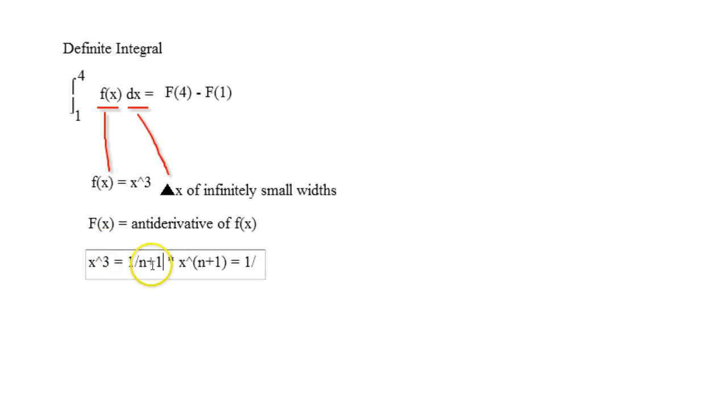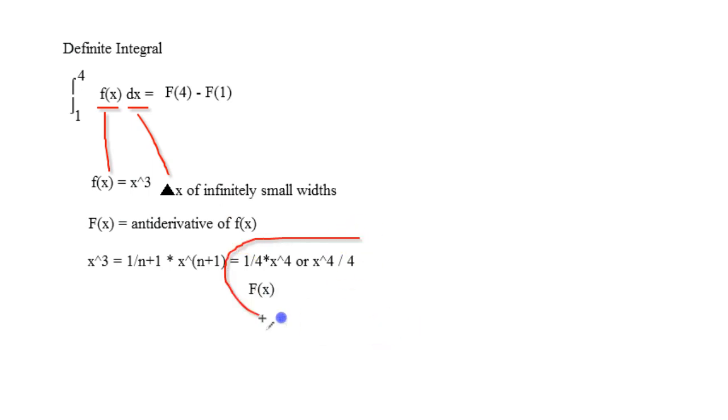N plus 1. So it's going to be 1 over 4 times x to the 4th, or you could just say x to the 4th over 4. You know, it's totally up to you how you want to do it. Okay, so what we do is now we know that this is going to be capital F of x right here. Alright, so what we are going to do is we're going to actually calculate it.